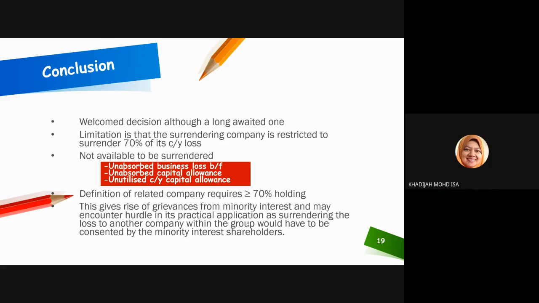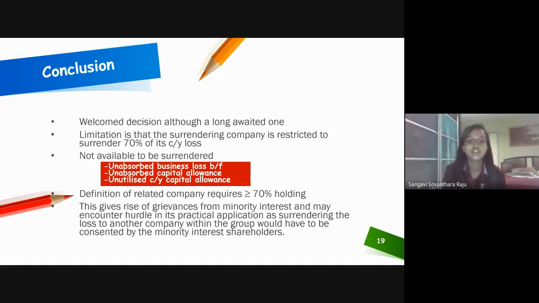Okay, so the definition for this particular topic: mainly, both the claimant company and the surrendering company should have at least 70% of holding, like what Wong explained just now. If they don't have it, then they cannot claim the losses.